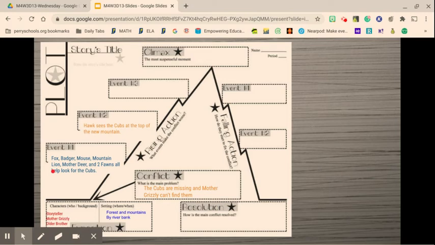I felt like one of the next major events that happened was that Hawk sees the cubs at the top of the new mountain. He's flying up there and he's at the top trying to see what's going on. He sees them up there where nobody else can see them. And then as I go from there, we know that Hawk can't get to them because Hawk is being blown back from the wind. It's too windy for him to get close to the cubs. So I want to think about, what's the next thing that the characters did to try to rescue the cubs?